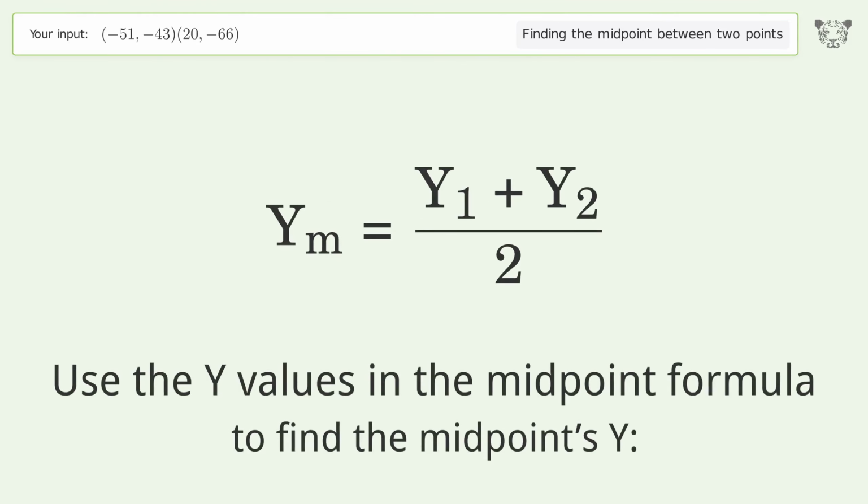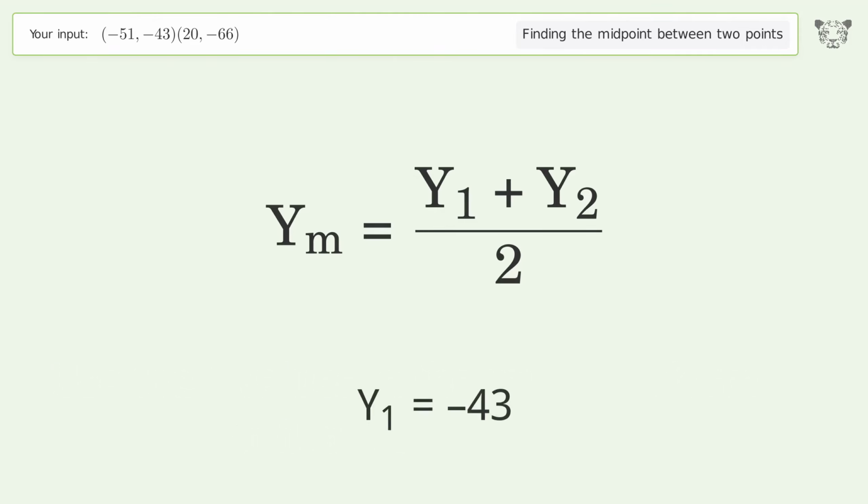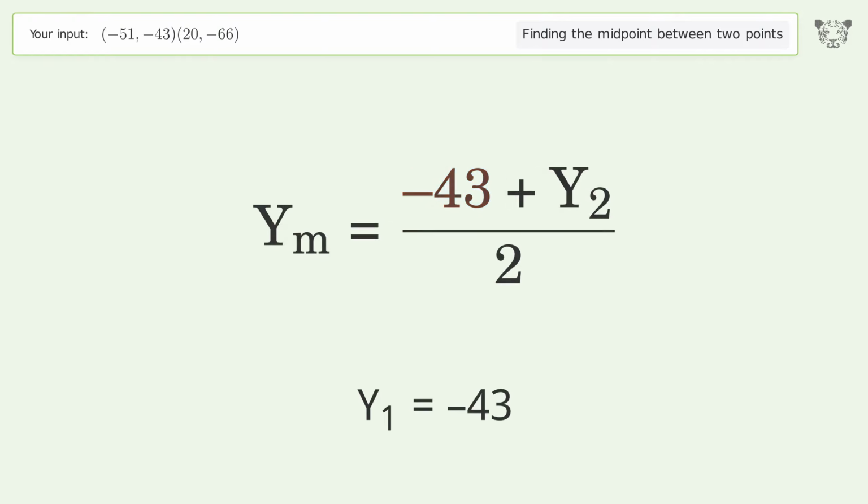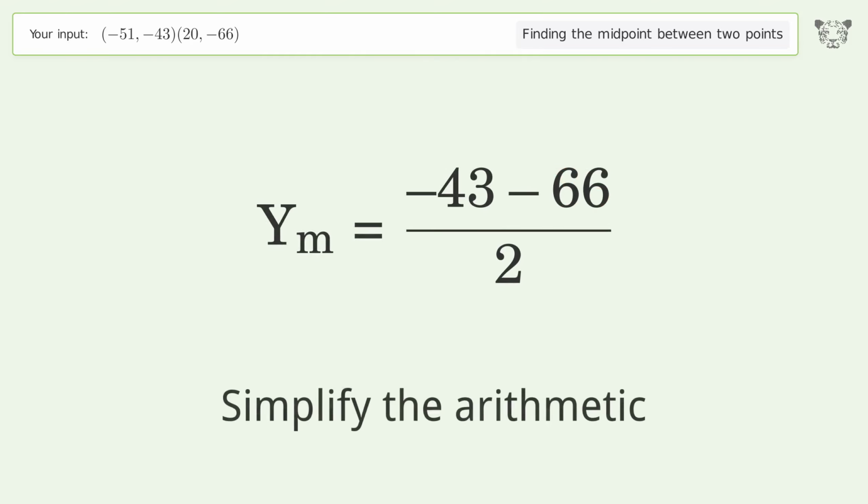Use the y values in the midpoint formula to find the midpoint's y. y1 equals -43. y2 equals -66. Simplify the arithmetic.